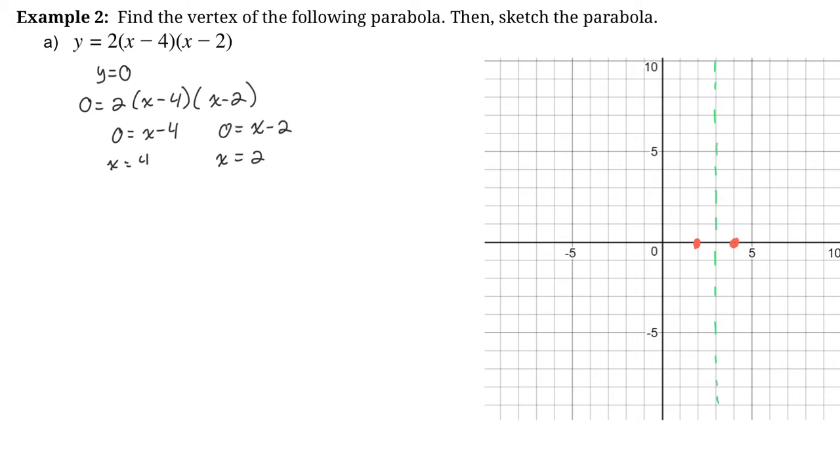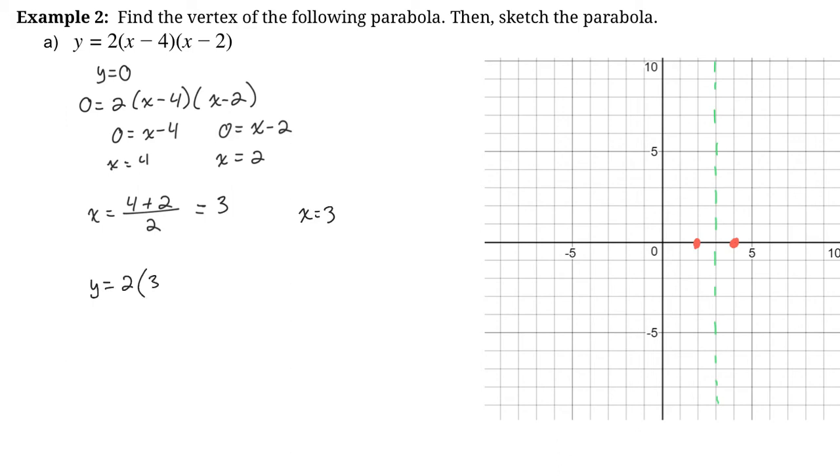So we can eyeball that from the graph, but if we were unsure, we could just add these two x-intercepts together and then divide them by 2. So our x value would be 3. And to actually find the y value of the vertex, we can just substitute that x value into our original equation. So every time you see an x, we're going to replace it with 3.